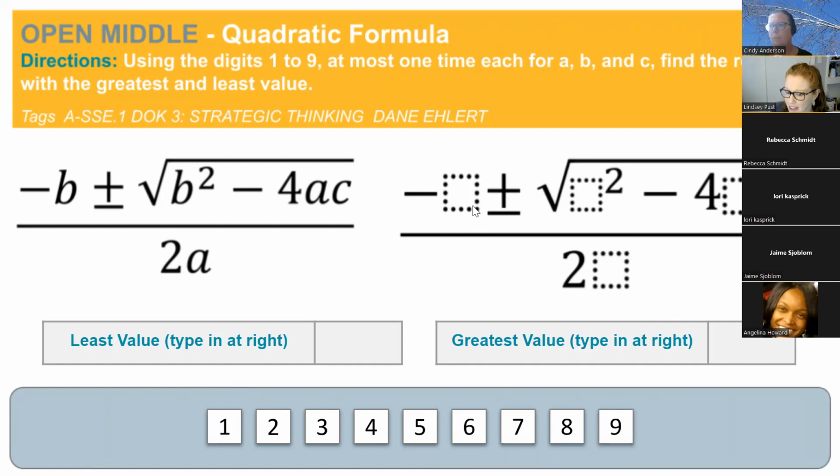Well, how is that going to change my answer? Is it going to get bigger if it's on the top, or smaller if it's on the top? Or maybe I need the 9 in the square root because I need to plus or minus a bigger number or something, right? Thinking through, if I place this number here, how is that going to change the answer? So there's, again, an open middle, but there is a right answer. So it can be more of a closed end.